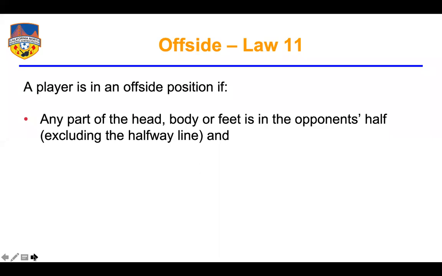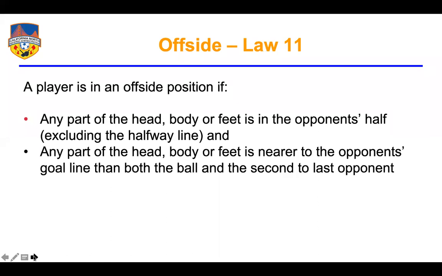If any part of the head, body, or feet is in the opponent's half, excluding the halfway line, and any part of the head, body, or feet is nearer to the opponent's goal line than both the ball and the second to last opponent. So essentially what this is telling us is they have to be in the opponent's half, and what has to be ahead is any part of the body that can score.